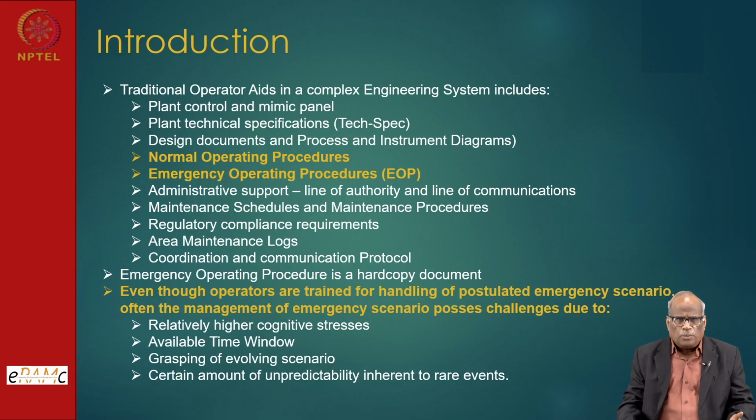And then we would have normal hard copy operating procedures and emergency operating procedures. We are talking about AI for emergency operating procedures, which does not mean they were not there. They were there, and they were all approved documents. Administrative support, line of authority: the control room was not operating in isolation in round-the-clock shifts. They can consult their maintenance, their superiors, and all support was available. An organizational ecosystem was available. Maintenance schedules and procedures were worked out. Regulatory compliance requirements, coordination with the regulatory agencies, area maintenance logs, coordination and communication protocol. All these things are in place, and there is absolutely no problem.